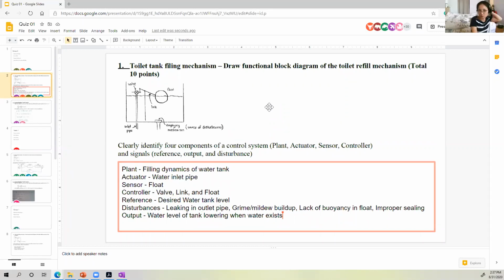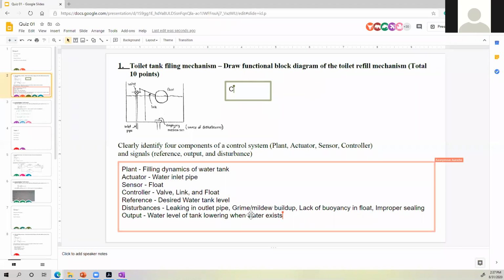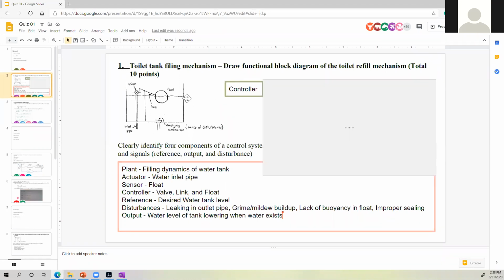Are there any comments or feedback from the class? Or let me know if you want to present your functional block diagram to the class. I have a comment or question, I guess. Yeah, so I was just going to say the disturbance should be, what do you call it, I'm sorry, the reference should be the change in the float, the change of height in the float. The higher the float is, the less water it brings in, and the lower the float is, the more water it brings in.